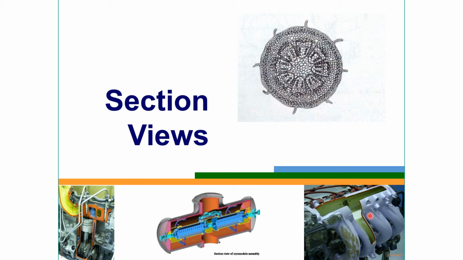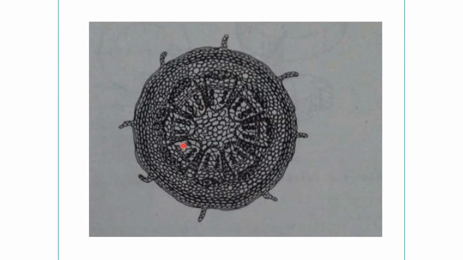Similarly, if we see the engine, that is a sealed part, we do not see inside. So we can imaginary cut the engine and we can see the inner details. So that's one of the importance of the section views. Again, this is the section view of a tree.